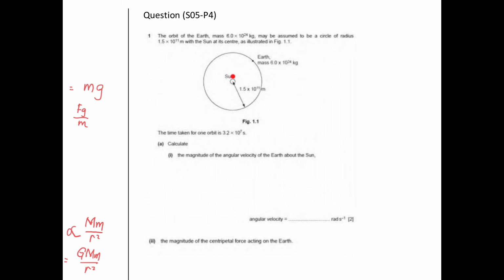So you can see the sun and the earth. They give you the mass of the earth, and the mass of the sun is not given. They give you the radius. The time taken for one orbit is 3.2 times 10 to the power of 7. So this is the period. Let's write down: period T, time for one oscillation, or time for one round.